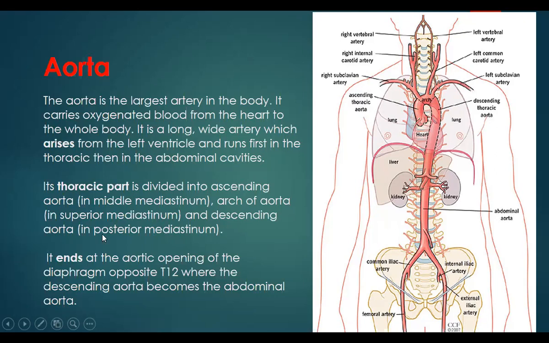So it will be present in the posterior mediastinum. Okay. So it ends at the aortic opening of the diaphragm opposite T12 level, where the descending aorta becomes the abdominal aorta. If you see here, now it is piercing the diaphragm and entering the abdomen. So this is at the level of T12.